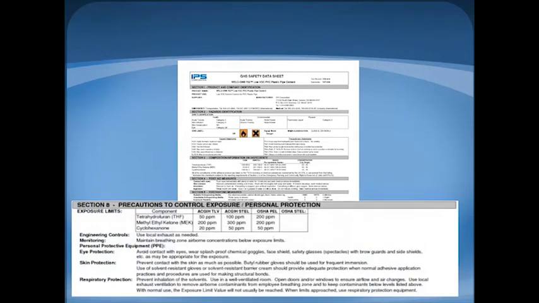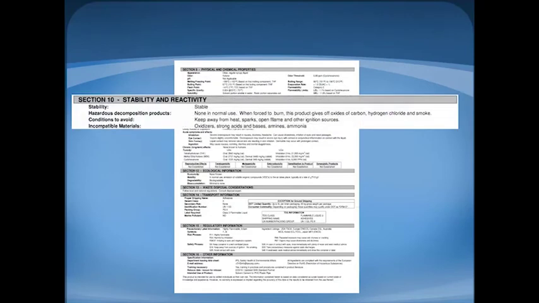Exposure controls, personal protection. This section provides exposure limits, engineering controls such as ventilation systems, and personal protective measures that can be used to minimize worker exposure. Physical and chemical properties. This section lists the chemical's characteristics, including but not limited to appearance, odor, flash point, and pH. Stability and reactivity. This section discusses whether the chemical is stable or unstable under normal conditions while in storage or while being handled.